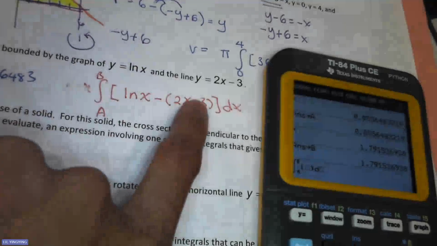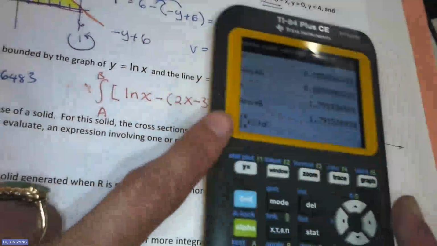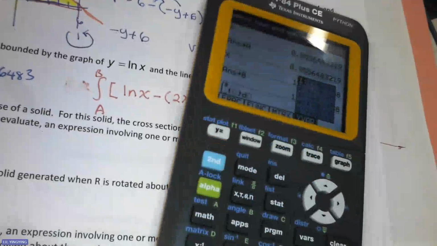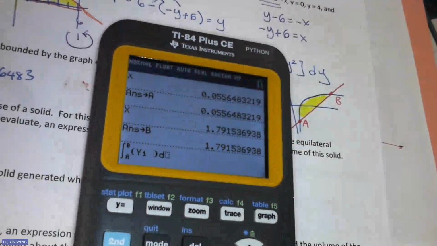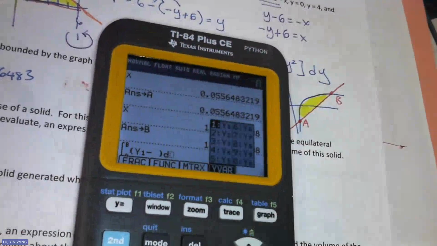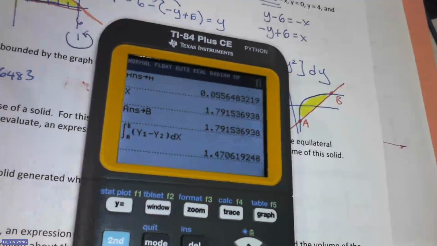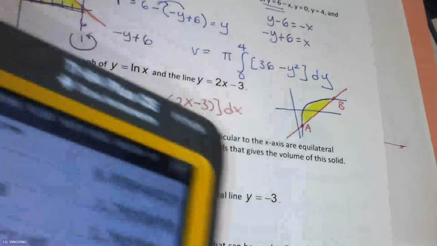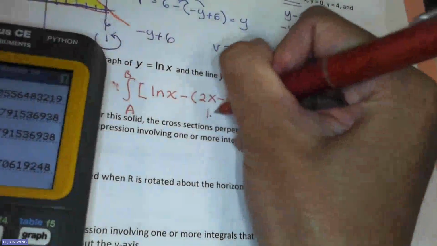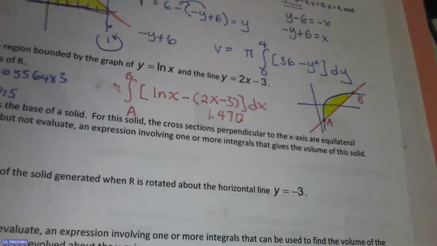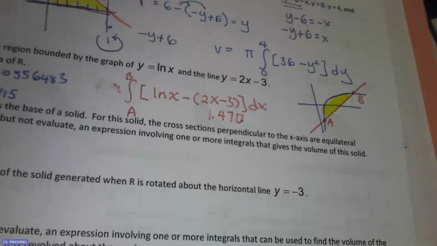Do you remember how to get this guy minus this guy? This is Y1, this is Y2. Where do I find that? Alpha trace, that's right. Number 1 for Y1, subtract alpha trace, number 2 for Y2, and that should give you the answer right away. 3 decimal places, you can truncate, you can round, I don't care. So I'm going to truncate, it's 1.470, okay? If they ask you to do units, this is the area, so it will be units squared.